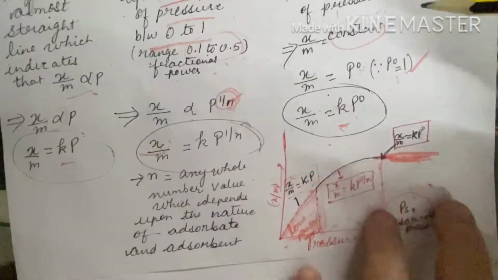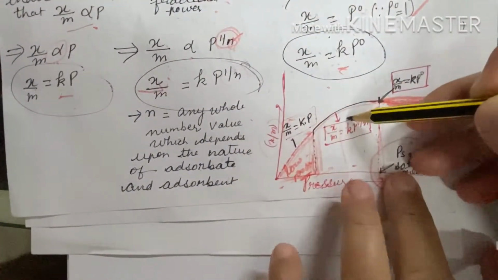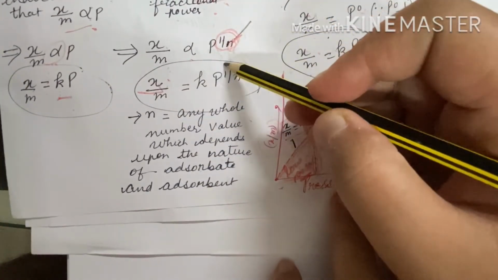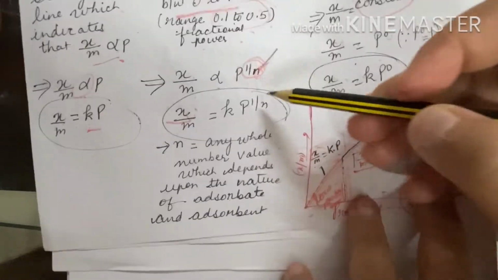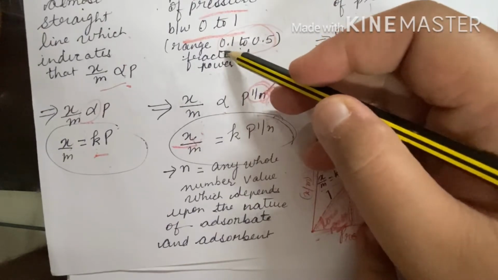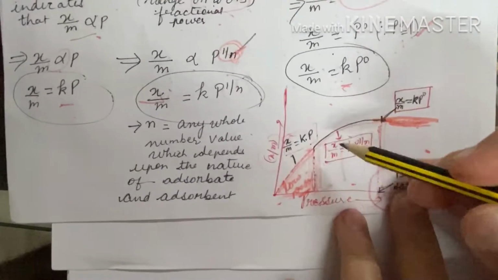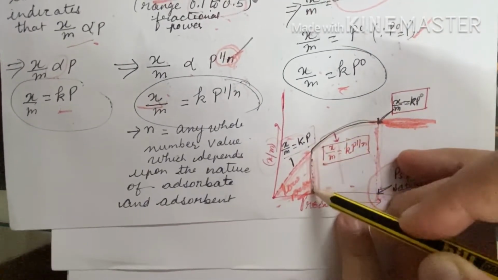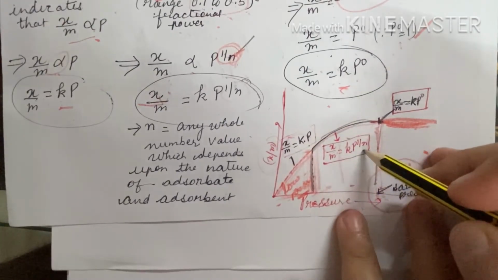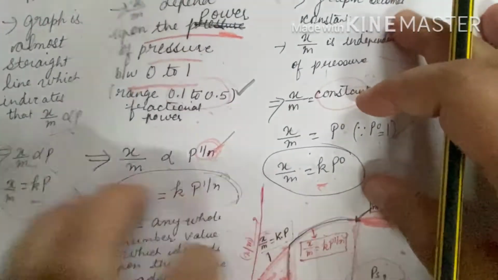So I was telling you about that intermediate range of pressure. The value of x upon m depends upon the power of P, that is 1 upon n. And the value of 1 upon n can range from 0.1 to 0.5. So this part of the graph shows x upon m is equal to kP raised to power 1 upon n.